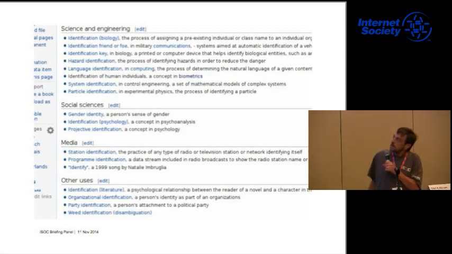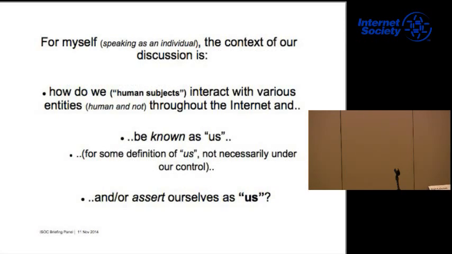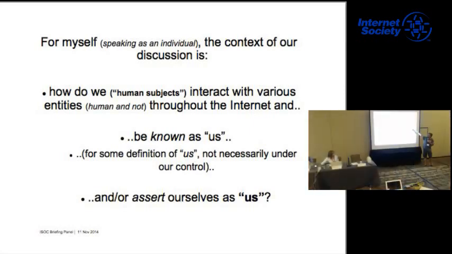Next slide. So for myself, speaking as an individual, not necessarily for the other panelists, I see the context of our discussion as how we, human subjects, interact with various other entities, human or not, throughout the internet and be known as us, or ourselves, for some definition of us that isn't necessarily under our control, and or have some control and assert ourselves as us. To me, that seems to be the big picture. I had these all left justified, but I guess that got hammered, unfortunately.